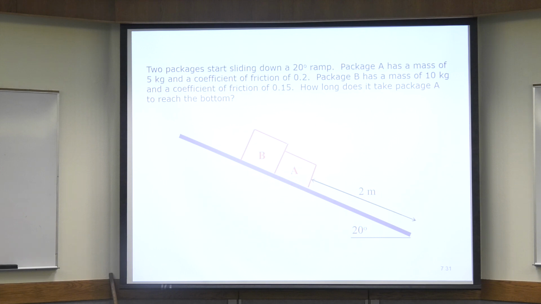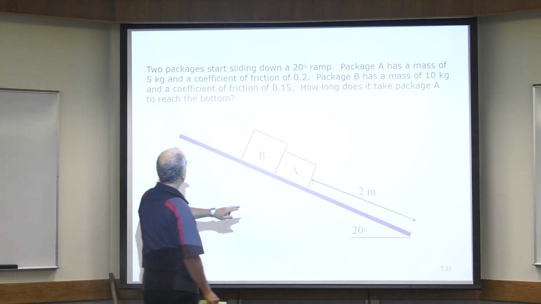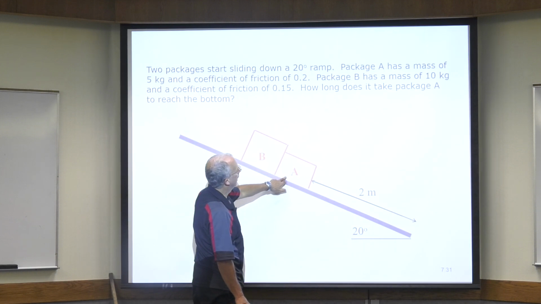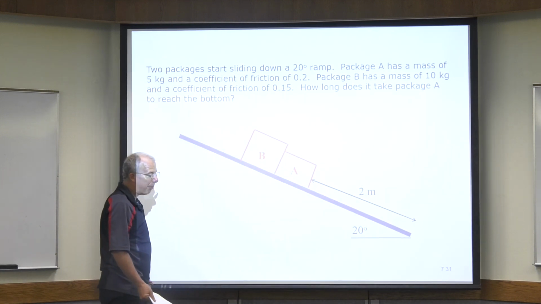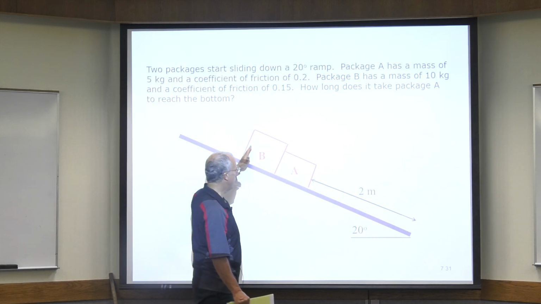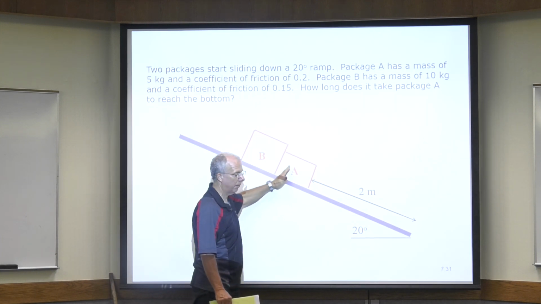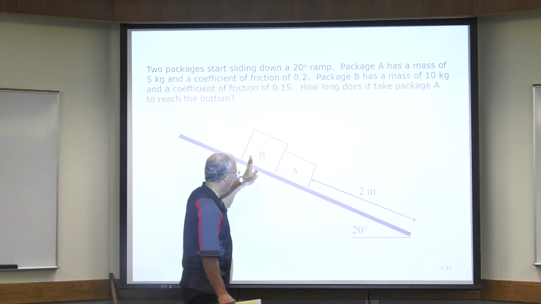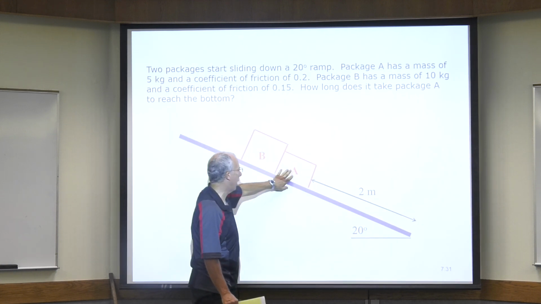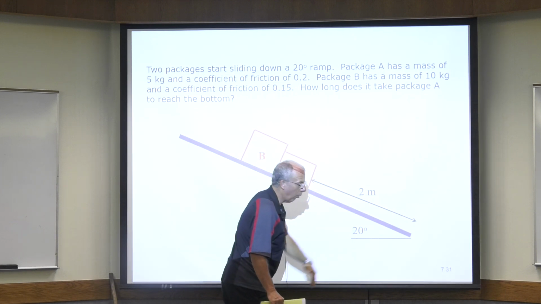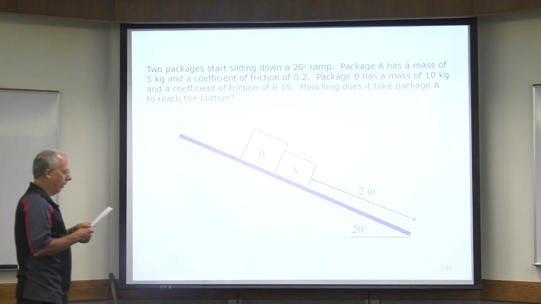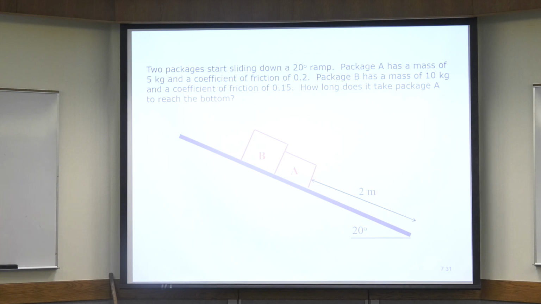Now here's the important thing. Package A's coefficient of friction is larger than package B's coefficient of friction. So what's going to happen? Package B is going to be pressing against block A, right? Block B wants to go fast, but block A is in the way. So B is pushing against A the whole way down. But now it says, how long does it take package A to reach the bottom?